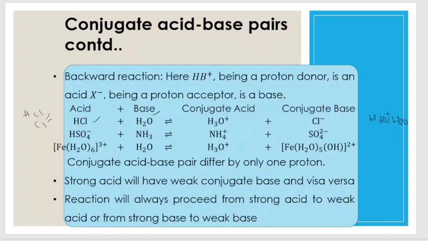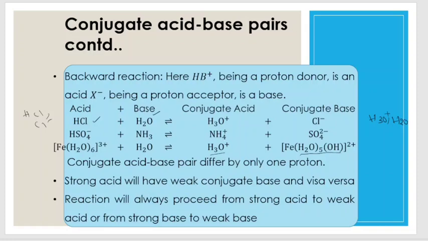Here let us see one interesting example. Fe(H2O)6 3 plus, if it is acting as an acid, should lose H plus. If it loses H plus, one of the H2O converts into OH minus, and hence you can see Fe(H2O)5(OH), and that H plus goes to H2O so that it becomes H3O plus.